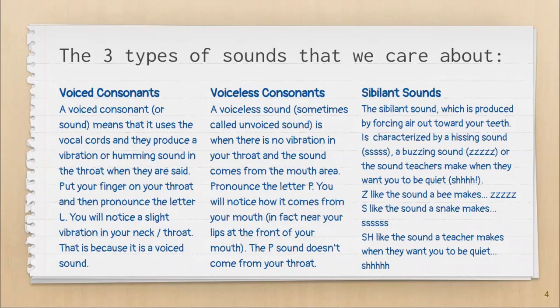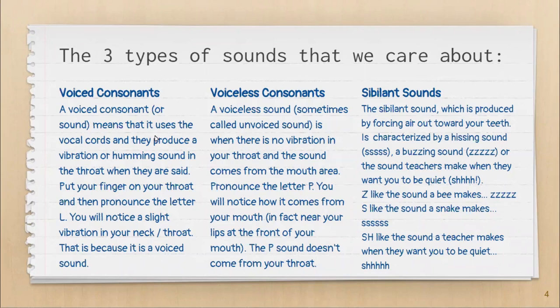So, the sibilant sounds are usually produced by forcing air from your throat towards your teeth. They are characterized by sounding like a hissing sound, a buzzing sound, or the sound your teacher or your mother makes when you are misbehaving. The Z sounds like the sound that bees make, like Z. The S sounds like the sound snakes make, like S. And the SH is like the sound a teacher or a parent makes when scolding you for misbehaving and asking you to be quiet, like shh.